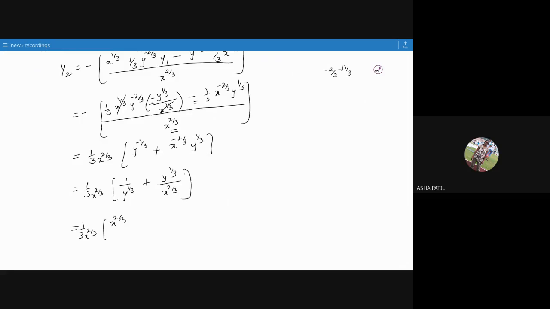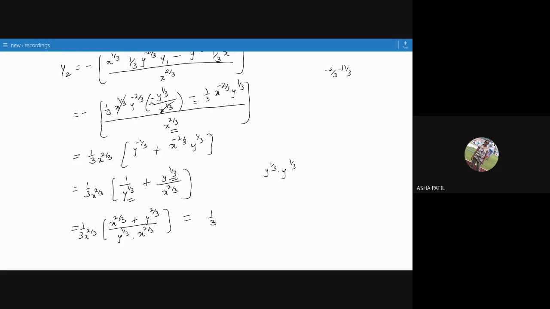X raised to 2 by 3, 1 into this term, it is x raised to 2 by 3, plus y raised to 1 by 3 into y raised to 1 by 3. Y raised to 1 by 3 into y raised to 1 by 3, it is y raised to 2 by 3, adding the powers. Now, denominator, LCM term, it is y raised to 1 by 3 into x raised to 2 by 3. So, what we have is 1 by 3 into, we have x raised to 2 by 3 plus y raised to 2 by 3.